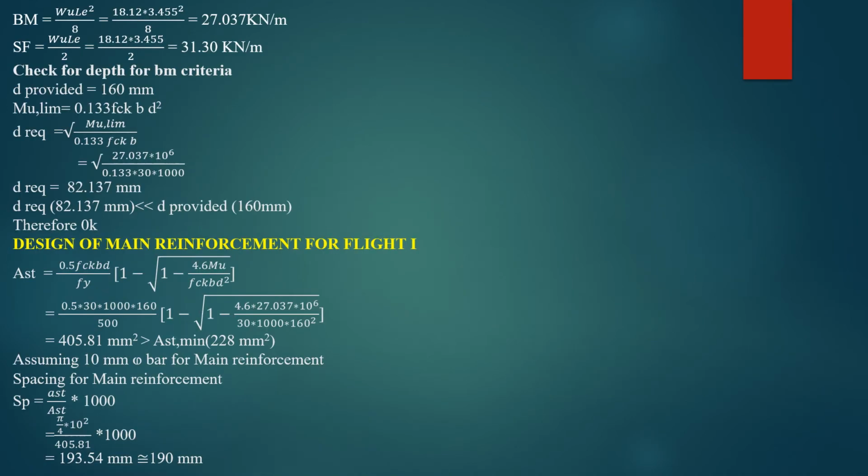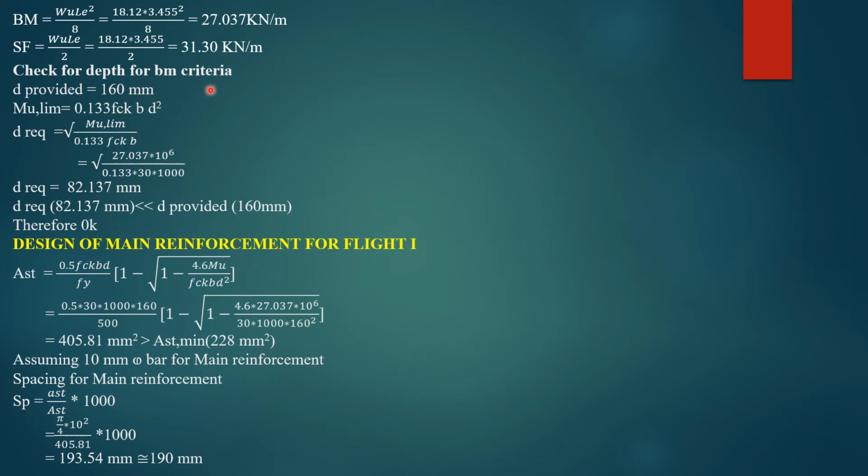Let us calculate the bending moment as well as the shear force. We already know the bending moment formula as WL square by 8. We take W as the highest one, that is 18.12, into 3.455, the effective length for flight one, squared, divided by 8, which gives us about 27.037 kilonewton meter. Here is the shear force, that is WL by 2, with W the higher one, 18.12 into the effective length divided by 2, which is 31.30 kilonewton.